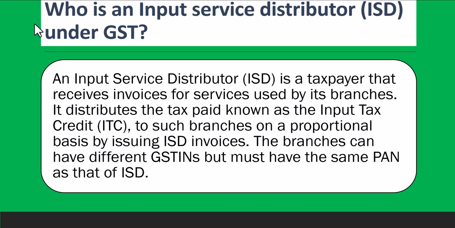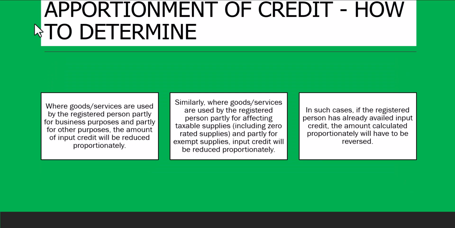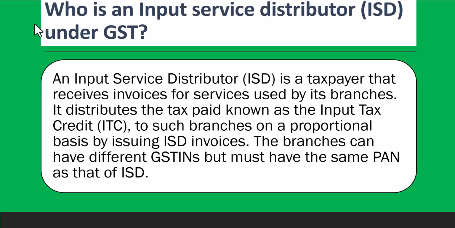Who is an input service distributor under GST? This is the second one. So what we have done is we have finished the input part, and now we are coming to who is the input service distributor. An input service distributor is a taxpayer that receives invoices for services used by its branches. It distributes the tax paid, known as the input tax credit, to such branches on a proportional basis by issuing ISD invoices. The branches can have different GSTNs but must have the same PAN as that of the ISD.